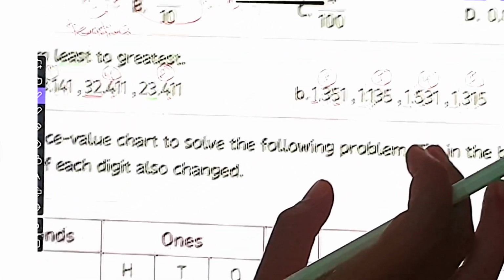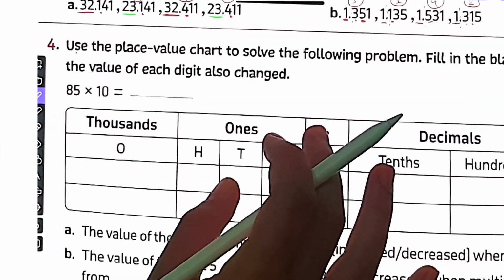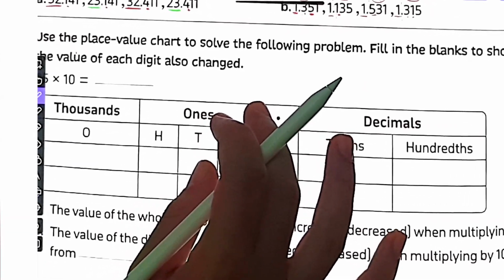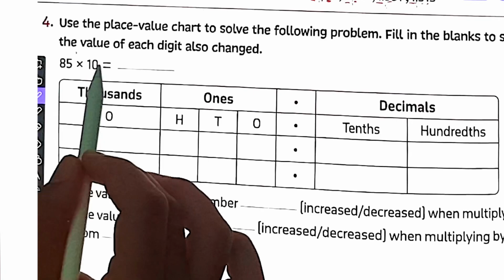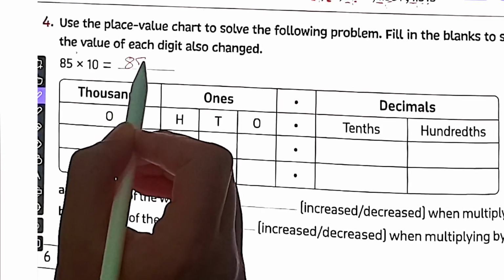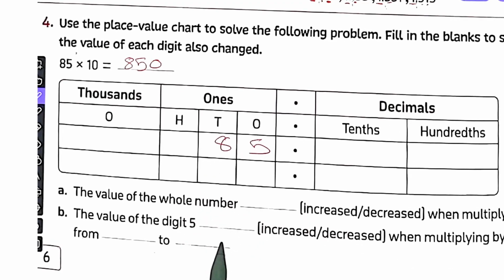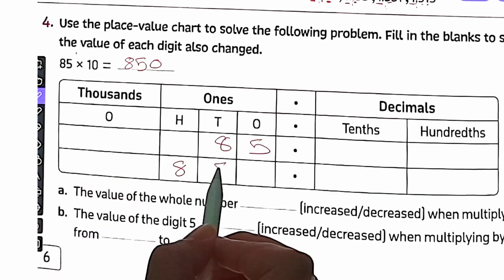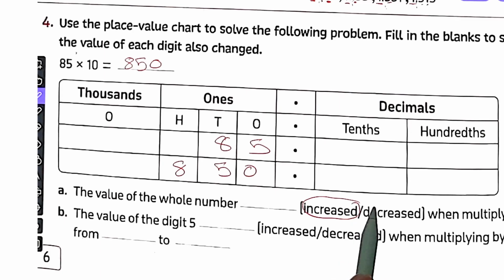Now let's move to question number 4. Use the place value chart to solve the following problem. Fill in the blanks to show how the value of each digit also changed. When I multiply 85 times 10, it will be 85 and add 0. So it was 85, and when I multiplied it by 10, it becomes 850. So of course the value of the whole number increased because we multiplied.